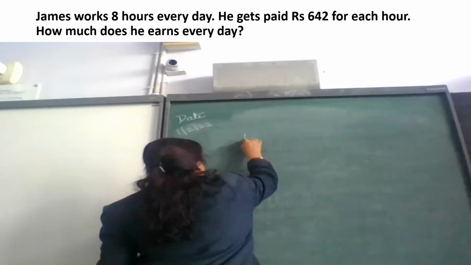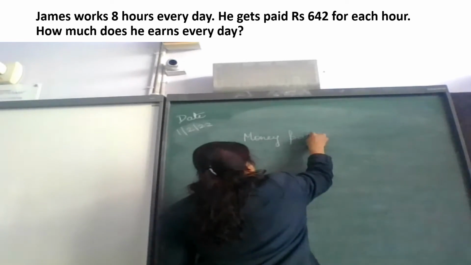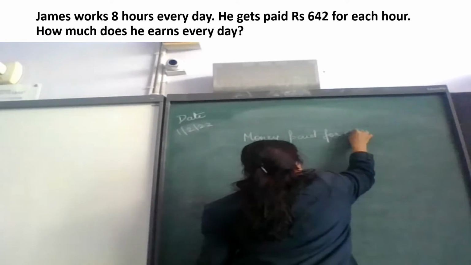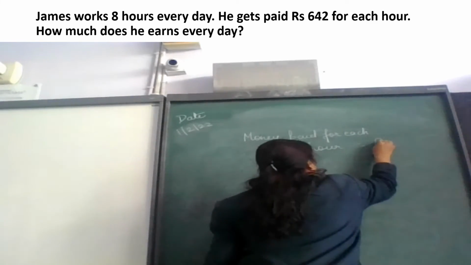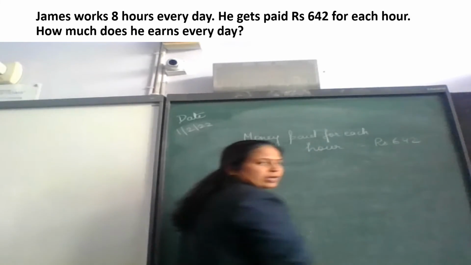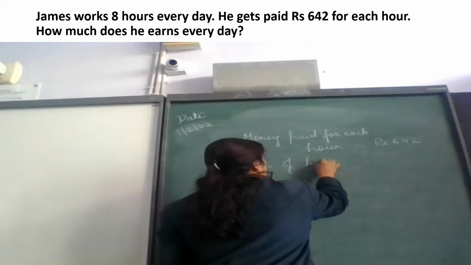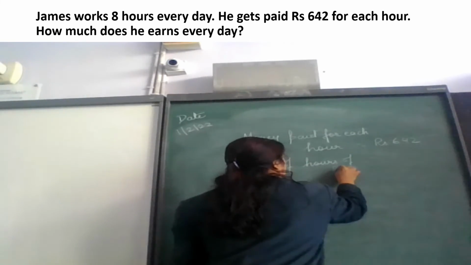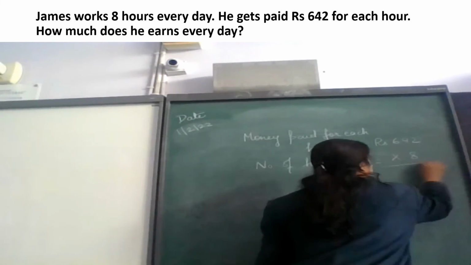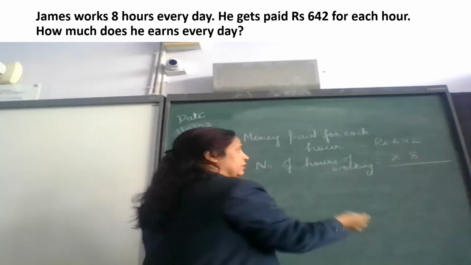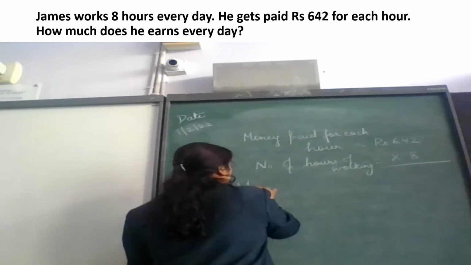So you can write: money paid for each hour, that is rupees 642. And how many hours is he working? That is 8 hours of working. So multiply, because we want to know how much he is earning in one day. All the hours you have to multiply to find out how much he is earning in a day. So, money earned in a day.